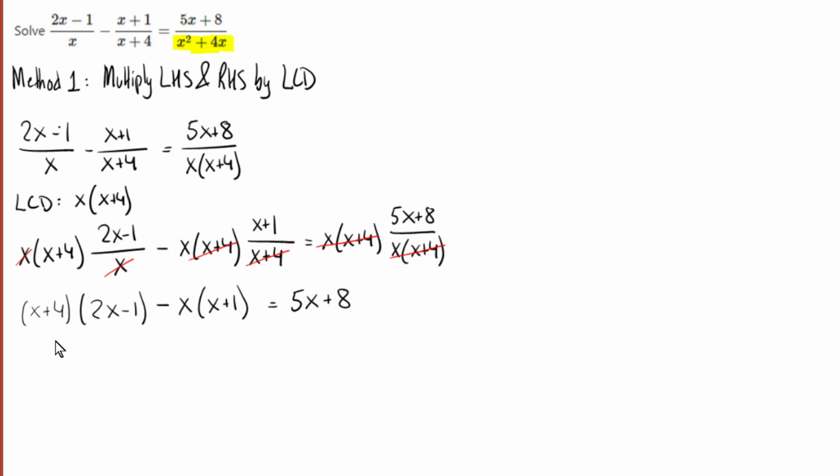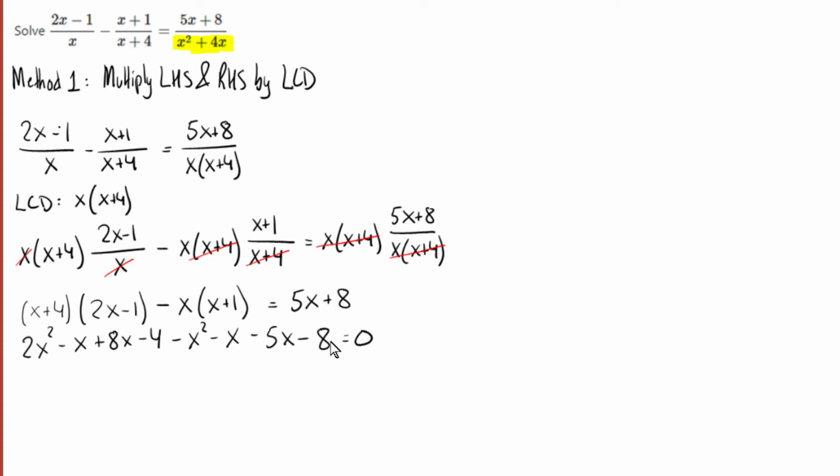So here we're just going to use FOIL. We're going to get 2x squared minus x plus 8x minus 4. Distributive property for the second term, negative x squared minus x equals, so actually at this point I'm going to move these two terms directly over to the left hand side. So there's not going to be an equal sign here just yet. Instead it's going to say minus 5x minus 8 equals 0.